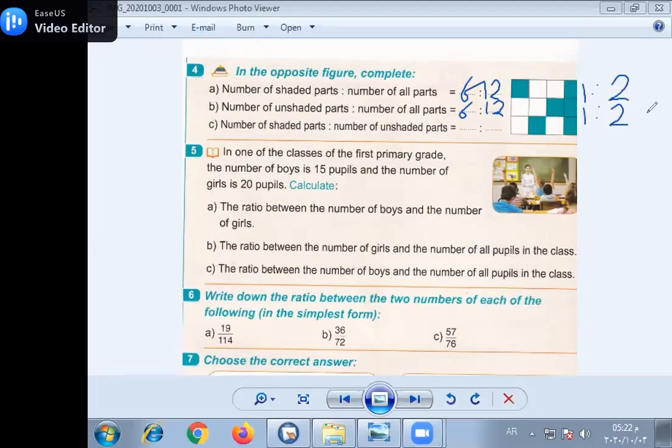Ruqayya, go ahead and answer number C. Number of shaded parts equals 6. And number of unshaded parts equals 6. Excellent. And the ratio in this form will equal 1 to 1. I want to add something here and tell you the meaning of this ratio: for each shaded part there is another unshaded part.